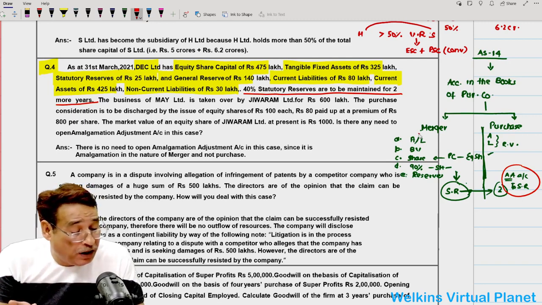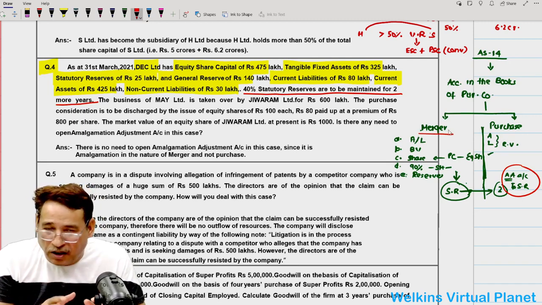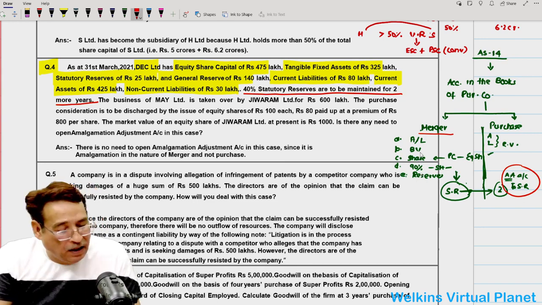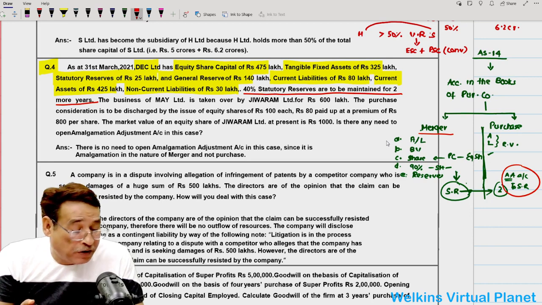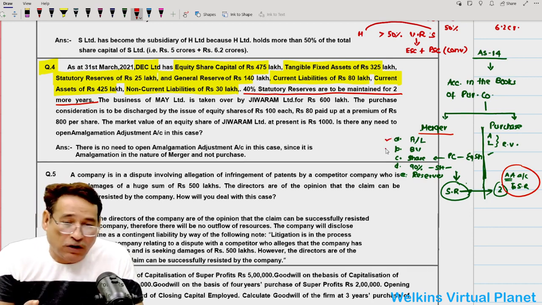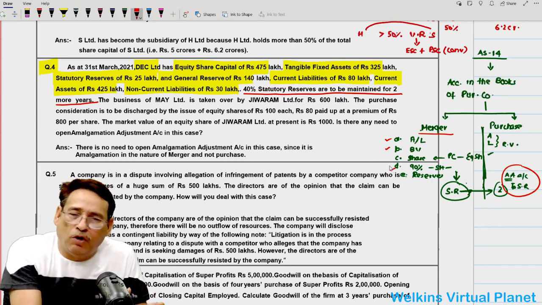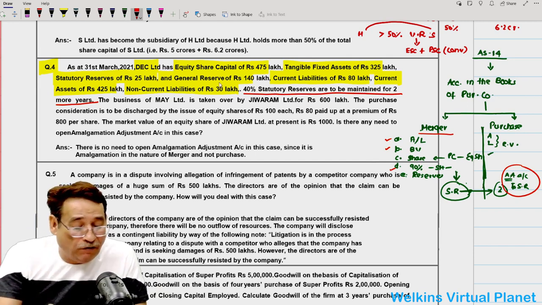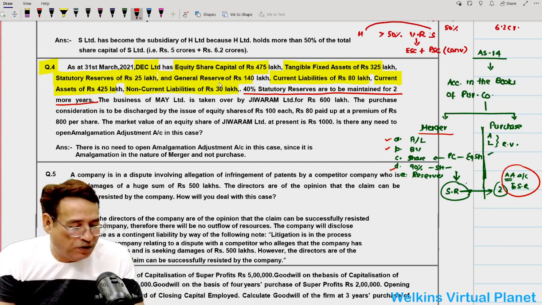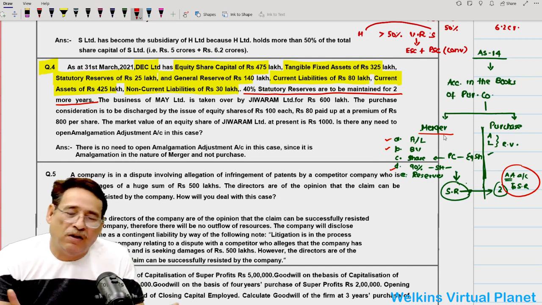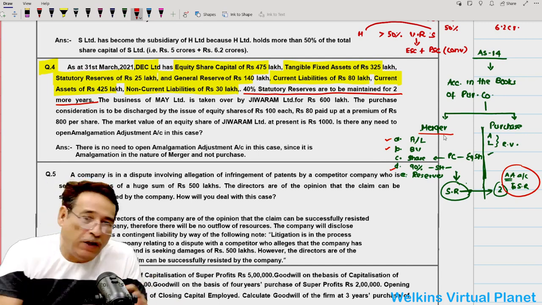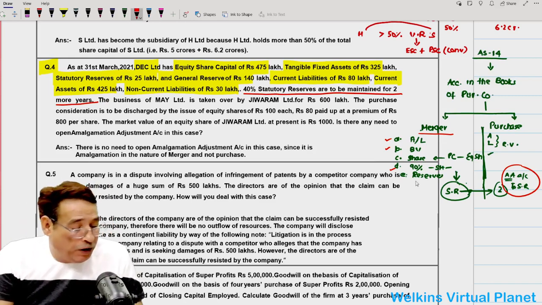However, if it happens to be a case of amalgamation in the nature of merger, in that case I need not pass any separate entry, because it is quite obvious that the purchasing company will take over all the assets, all the liabilities, and all the reserves. So I need not open it separately. I will take the statutory reserve, general reserve, and even the profit or loss account, or whatever types of reserves are appearing. In case of merger, we have to bring forward all the reserves of the vendor company in the books of the purchasing company also. So that should be your answer.